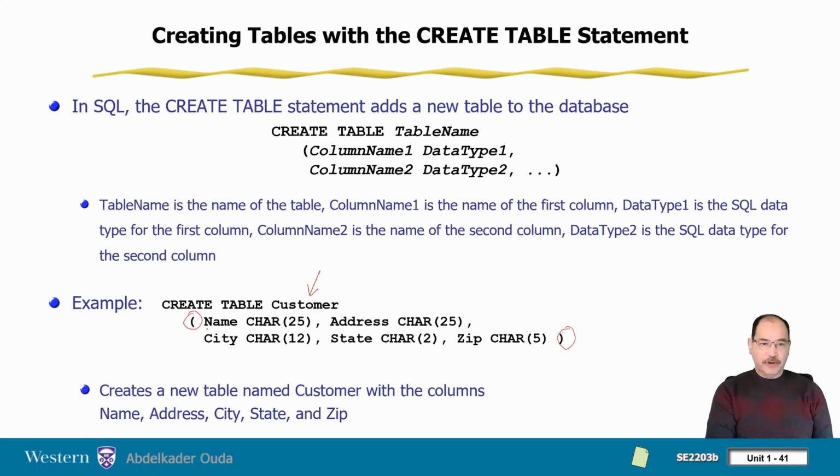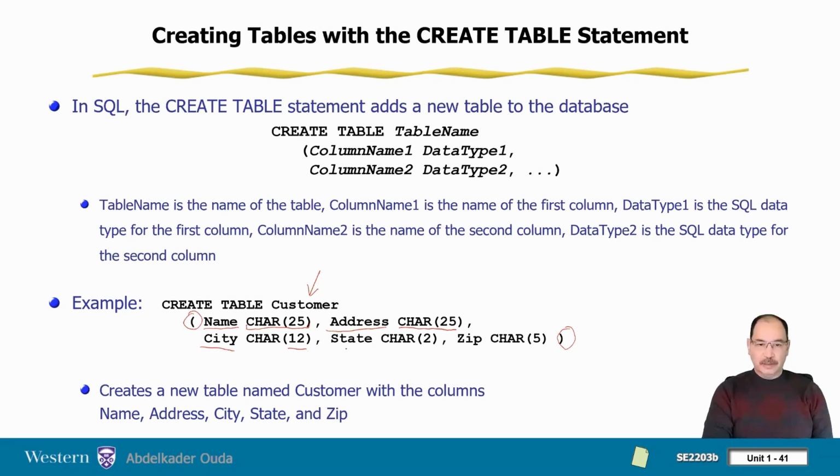So the first column name is called name, and then a space, then I need to write the type of that column. This is char 25. Comma, that means I need to describe the second column. The second column is called address, space, and it's also 25 characters long. Comma, again, it can be on the same line or multiple lines. The third column is called city, and it is again a string up to 12 characters.